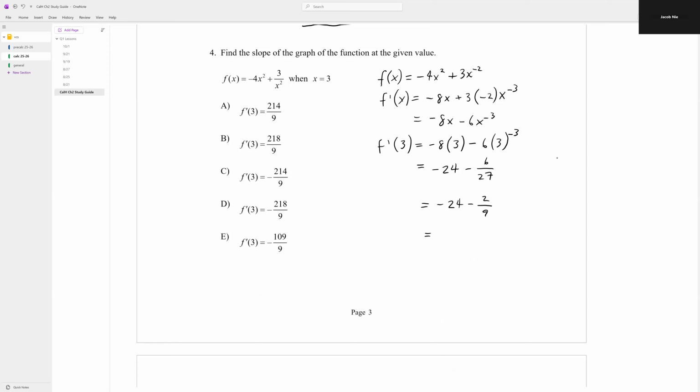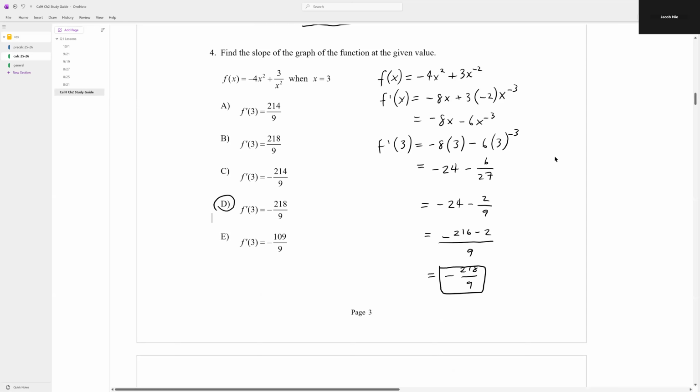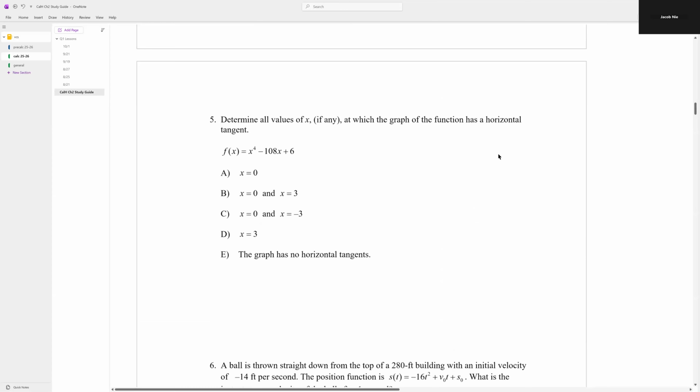And so I'm left with negative 216 minus 2 all over 9, which is -218 over 9, which is choice D. Yeah, should be right. Do the next one.